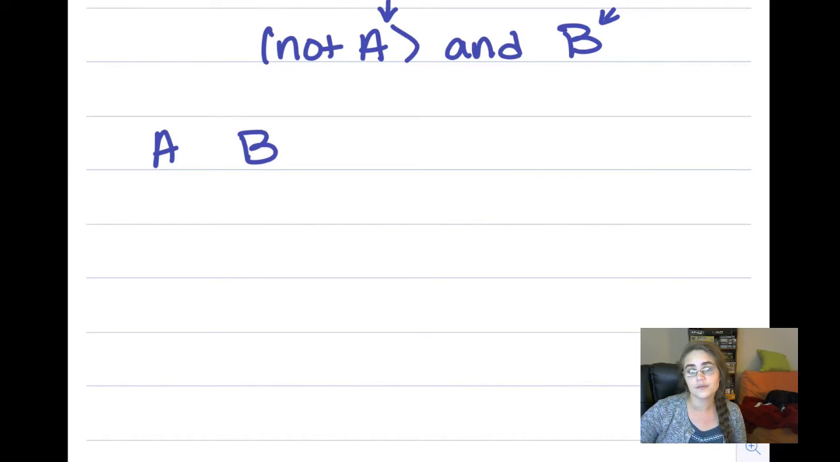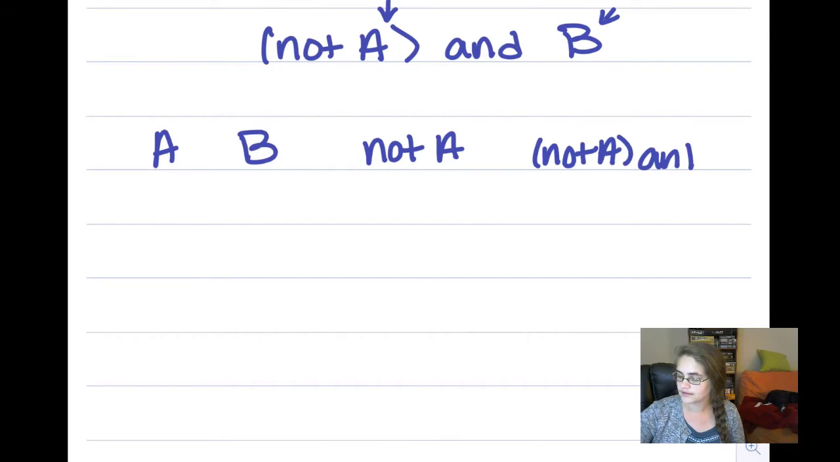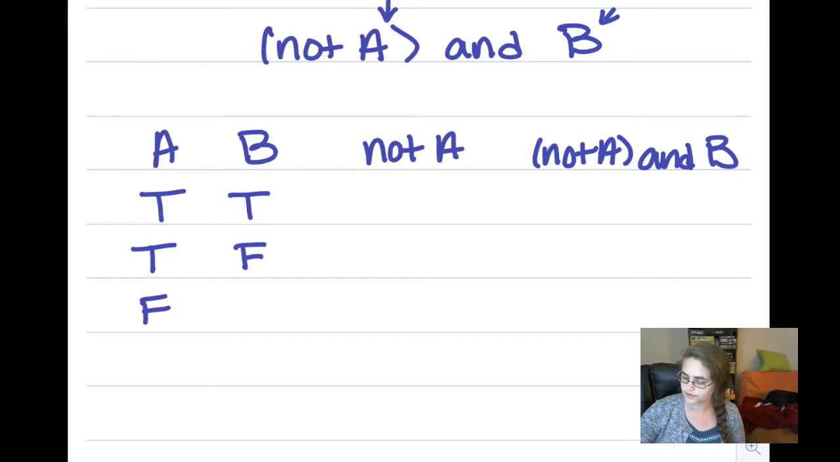This time we have an intermediate column that we want to do, which is not A. And then the final column, not A and B. Again, we have the same possibilities for A and B: true, true, true, false, false, true, and false, false. This time we want to do the not A column first, because the last column will depend on the not A column and not just on the A column.